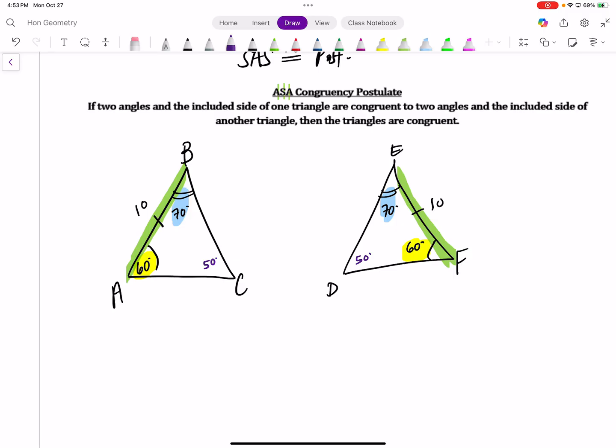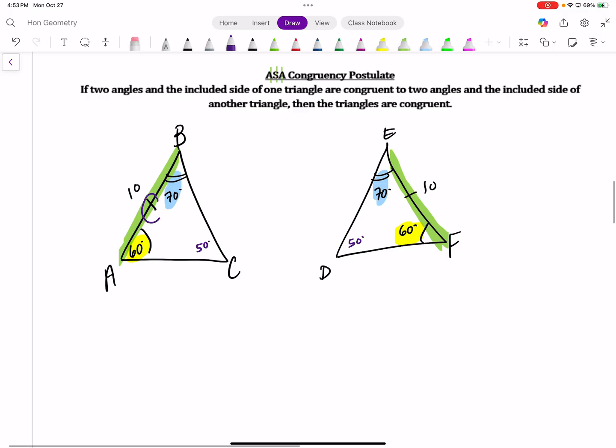But it could be a blown up or shrunk down version. But if you put a corresponding side that sits across from this 50-degree angle, it sits across from this 50-degree angle. You've already shown that these two triangles are the same shape. If you put a side length that has to be the same length in the same spot on both of them, then there's no way around these two triangles being congruent.